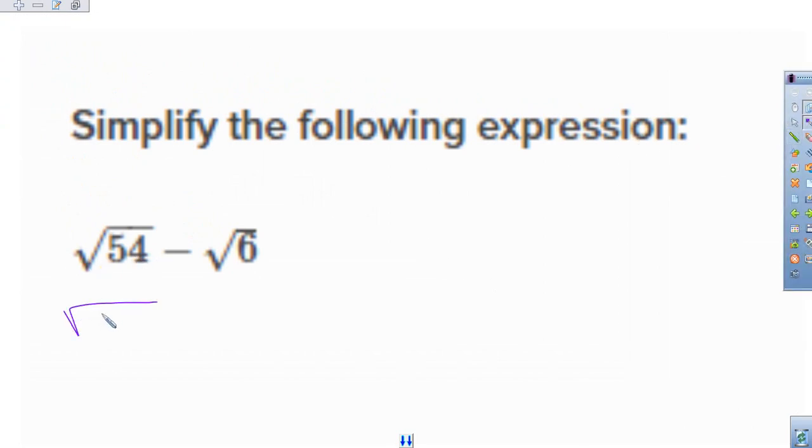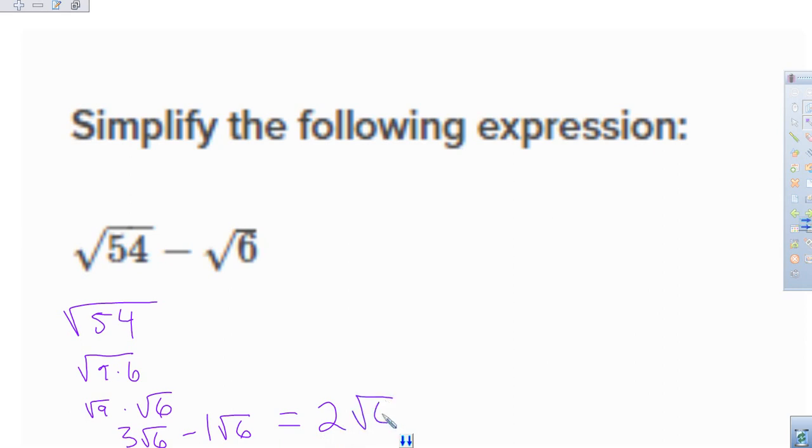The square root of 54 can be rewritten as the square root of 9 times 6, which can be written as the square root of 9 times the square root of 6, which is 3 root 6. So 3 root 6 minus root 6. Remember, there is a factor of 1 here, and it's good if you can think about that. So 3 of these minus 1 of these is going to be equal to 2 of these. So that's my answer. That's what my answer should be.